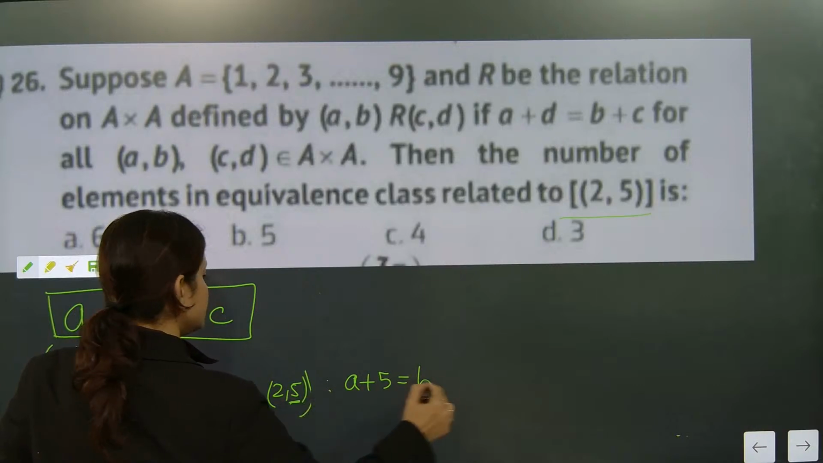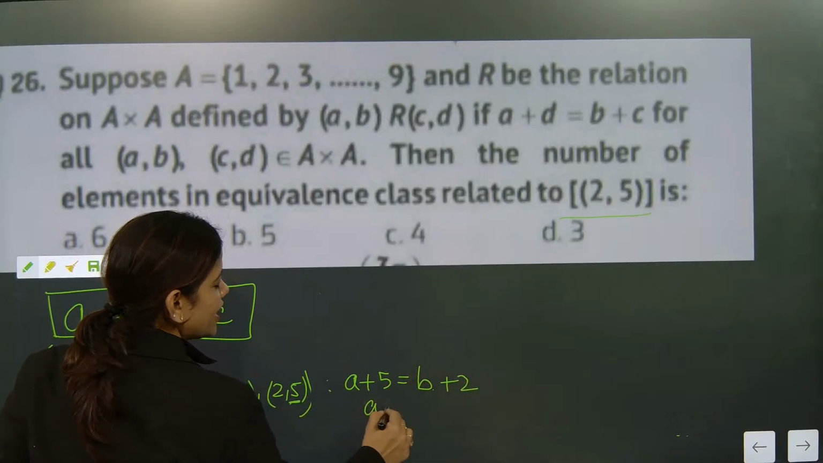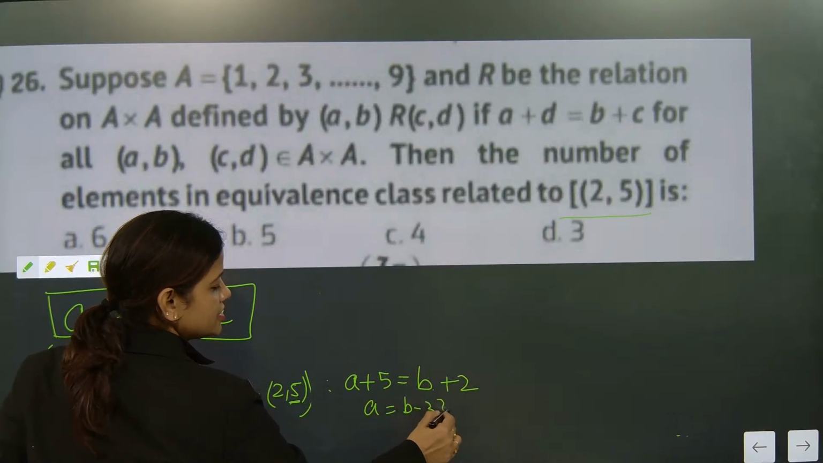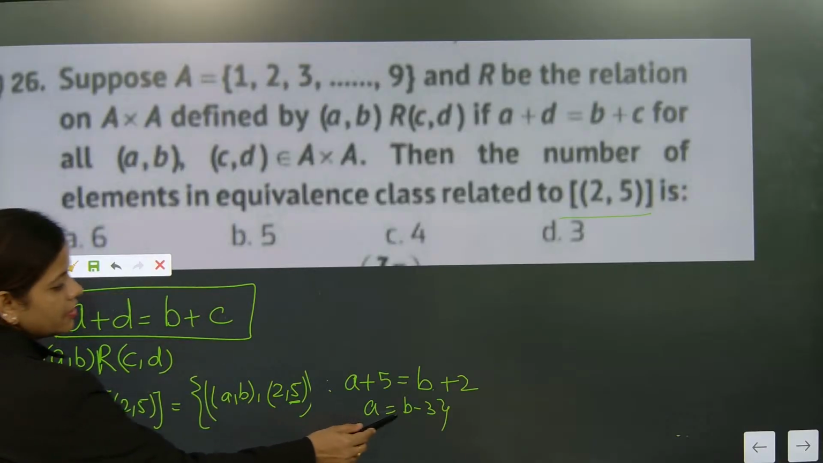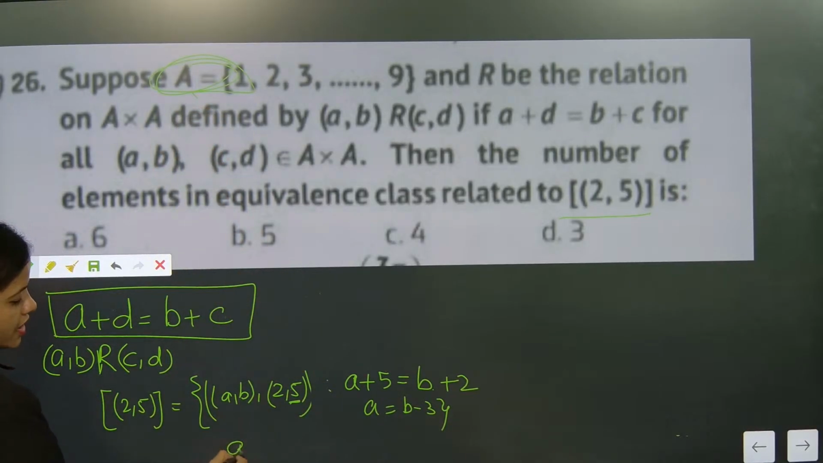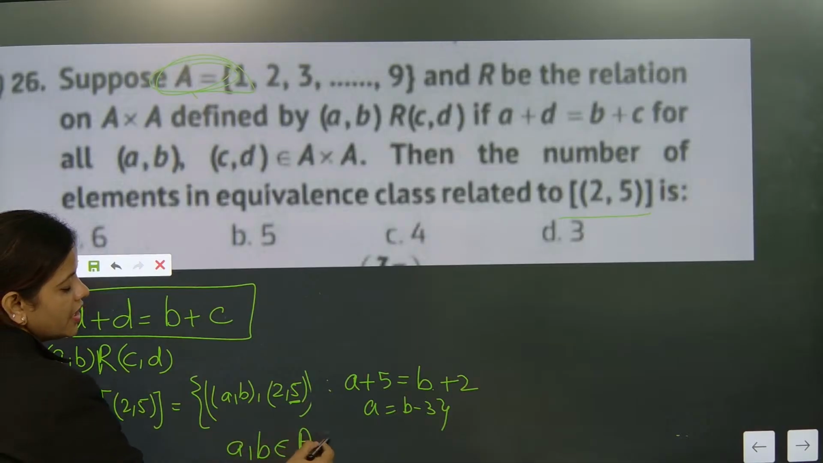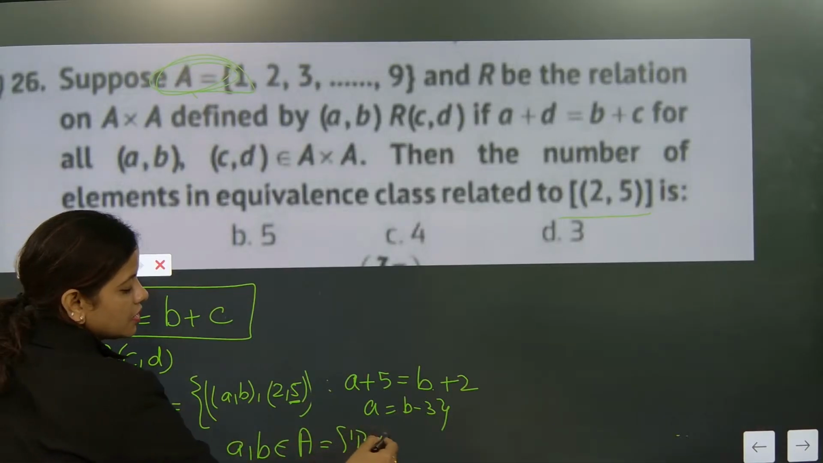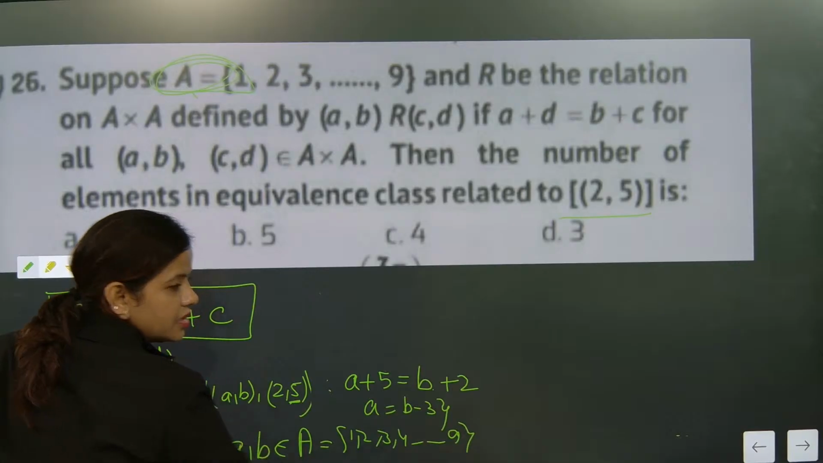B will be as it is. C will become 2. So that means A is equal to B minus 3. Now one by one, A and B both belong to what? A only. So A and B both belong to A. And A is having how many elements? 1, 2, 3, 4 till 9.